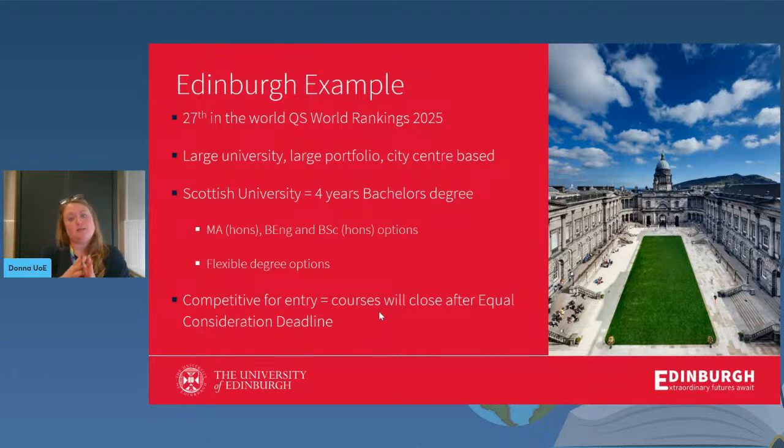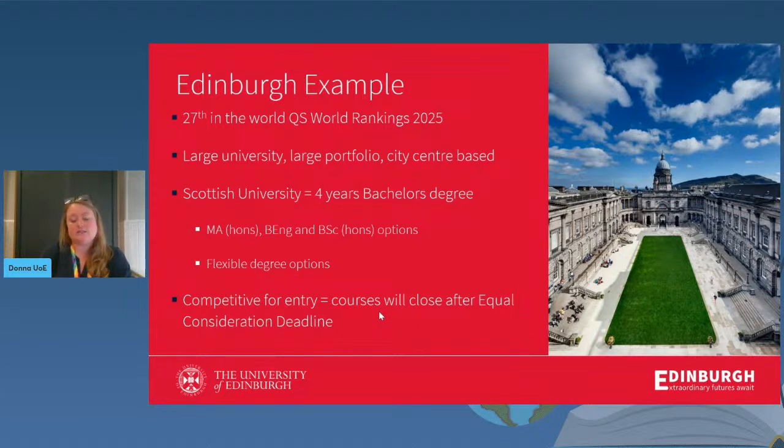We are a city centre based campus. We are literally in the heart of Edinburgh city centre, but that may not be the experience that you're seeking. You may prefer a parkland campus, for example. We are a Scottish university, so what that means is it would be a 4-year bachelor's degree. And we have different kinds of bachelor's options, an MA honours, which would perhaps be a social science like history, or maybe a more creative course. You have the Bachelor's of Engineering, but we also have integrated Masters in Engineering and Sciences. And then you have the Bachelor of Science options as well. But as a Scottish degree, you would potentially benefit from our flexible degree options, as I mentioned earlier.